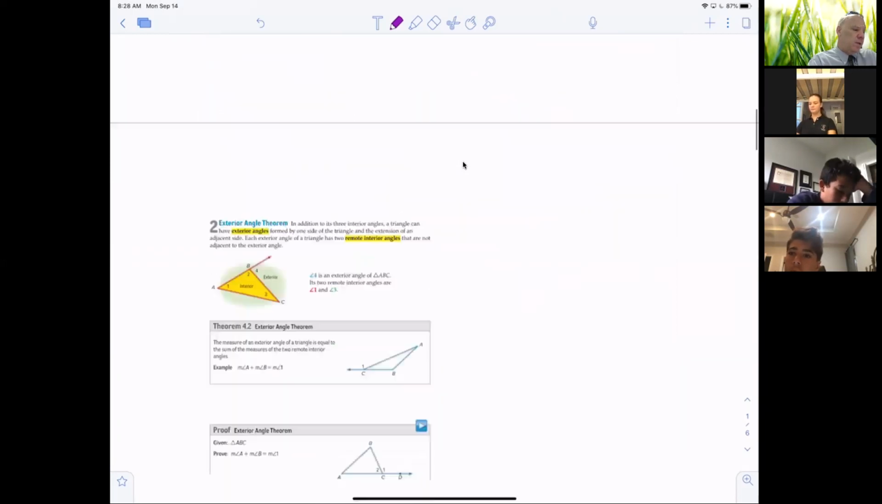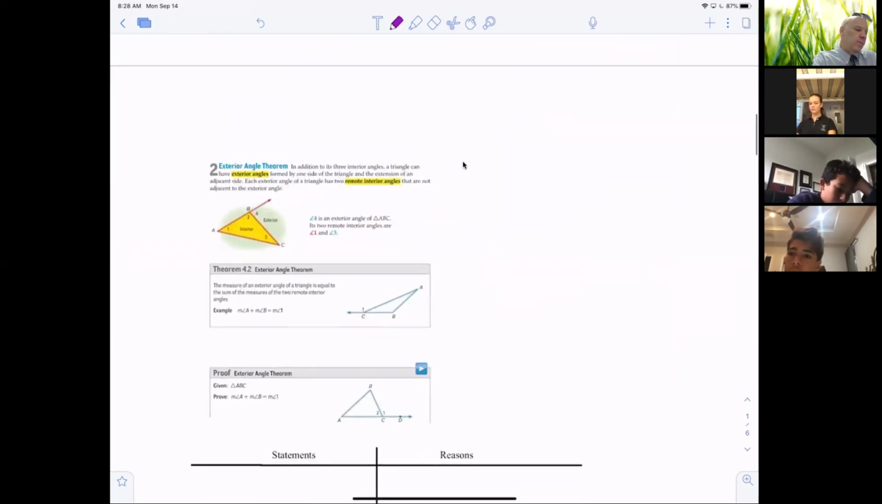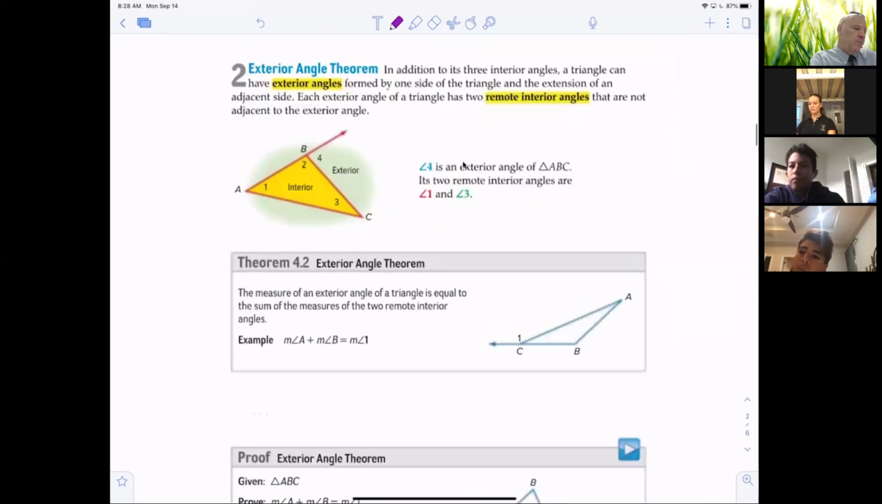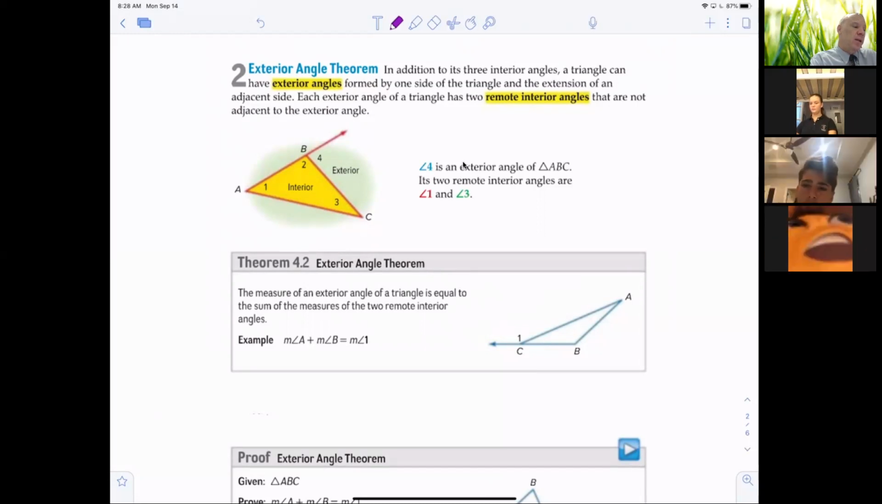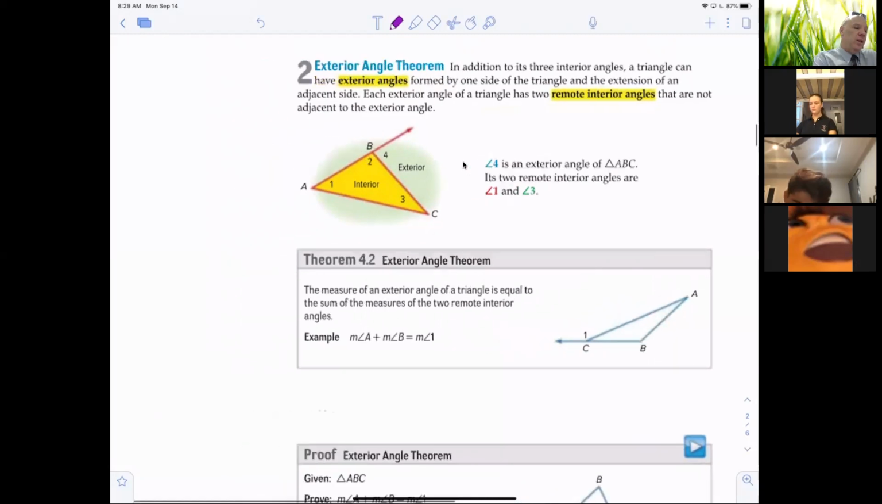Next, let's see. Now, the exterior angle theorem says, in addition to its 3 interior angles, a triangle can have exterior angles formed by one of the triangle's sides and the extension of the adjacent side. Each exterior angle of the triangle has 2 remote interior angles that are not adjacent to the exterior angle. That's kind of fancy, but just look at what they mean.